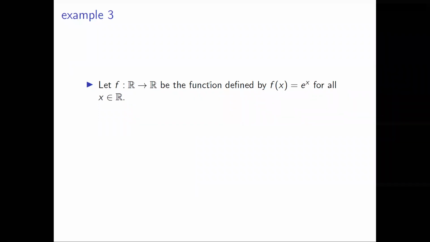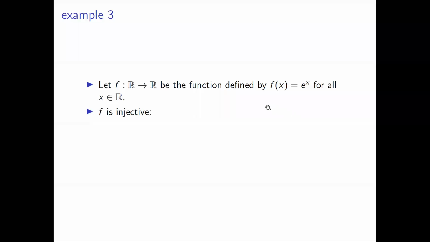Now let's look at a third example. This third one will be the function f of x equal to e to the x. So the exponential function with base e, and f again goes from the reals to the reals.